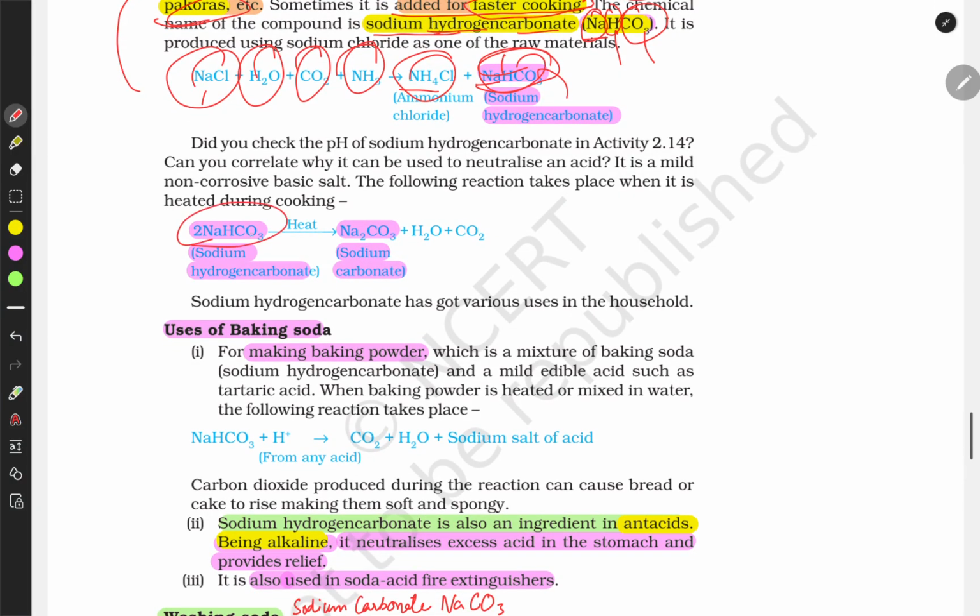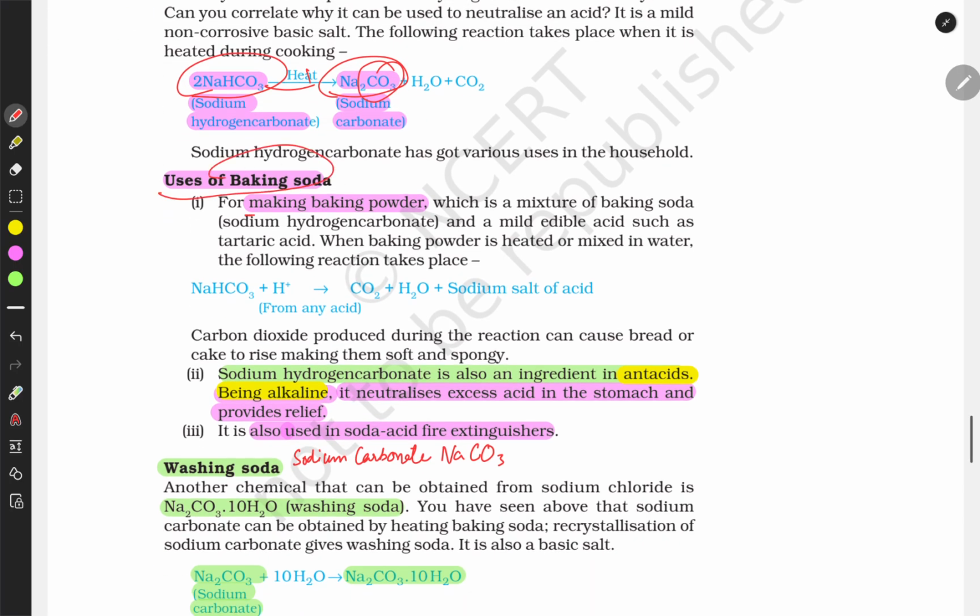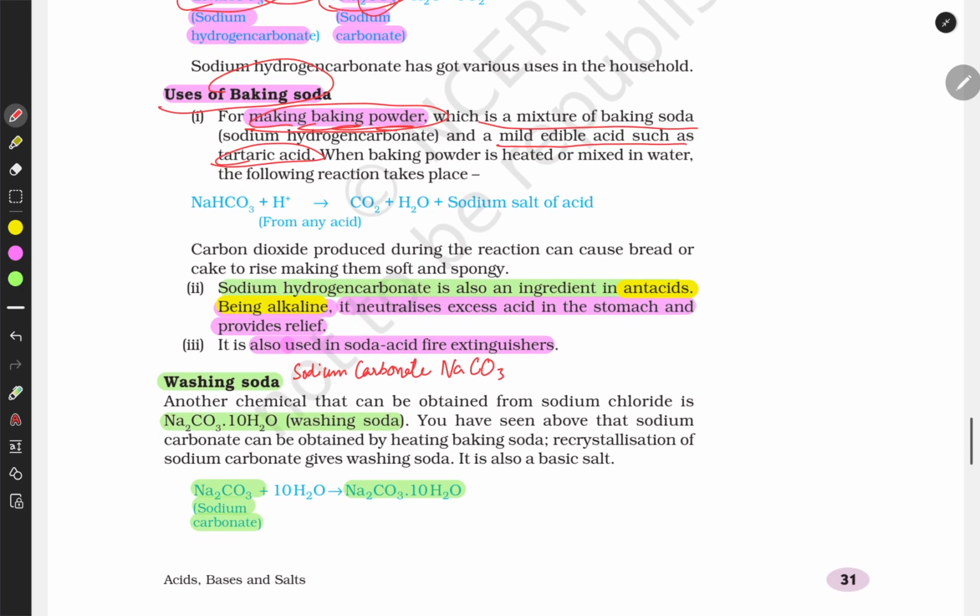And when the sodium hydrogencarbonate is again heated, it again converts into sodium carbonate. Baking soda is used in making baking powder, which is a mixture of baking soda and a mild edible acid such as tartaric acid.